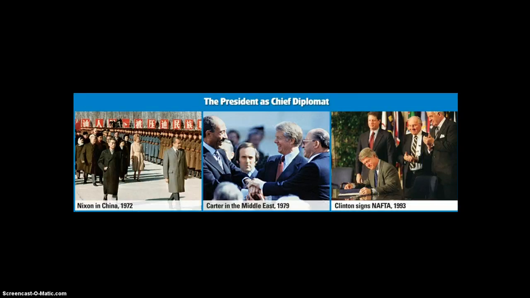So as chief diplomat, we have Nixon in China, who was the first president to visit China under the new regime that they had in the 1900s. We have Carter in the Middle East, and then Clinton signing NAFTA, the North American Free Trade Agreement that we just talked about. These are all examples of the president going to other countries, greeting ambassadors from other countries, and making agreements with other countries. All of these fall under the role of chief diplomat.